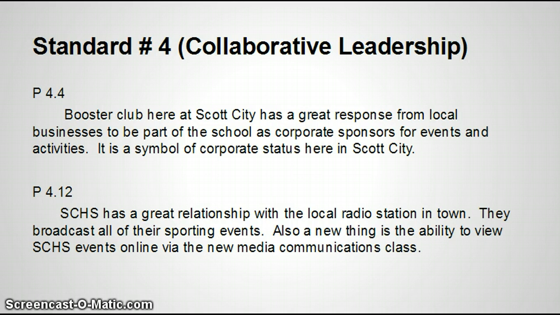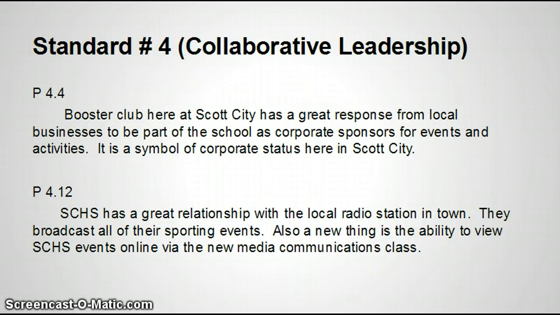Standard 4, collaborative leadership. I chose 4.4: there's an outreach to different business, religious, political, and service agencies and organizations. For this, I chose our Booster Club and corporate sponsors. Our Booster Club here does a great job of seeking outside financial support for activities for the school, and they have something called corporate sponsors. Different donors give a different amount of money to the Booster Club. The highest amount is the corporate sponsorship.